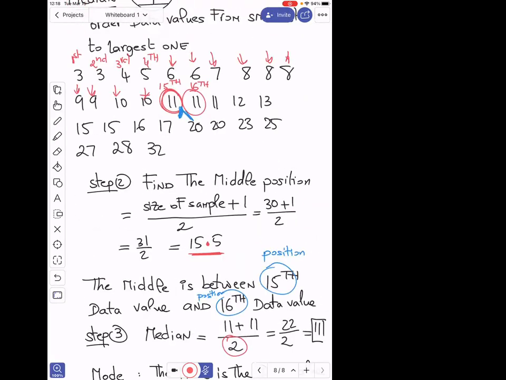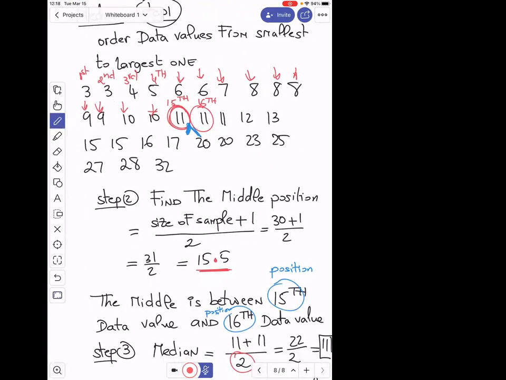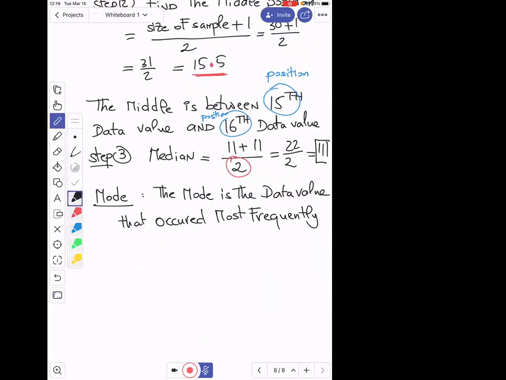As you can see here, we got 3 11s. 11 occurred 3 times: 1, 2, 3. And also 8 occurred 3 times: 1, 2, 3. So actually our mode is 8 and 11. Can it be more than one mode? Yeah. So the answer here is that the mode is 8 and 11.